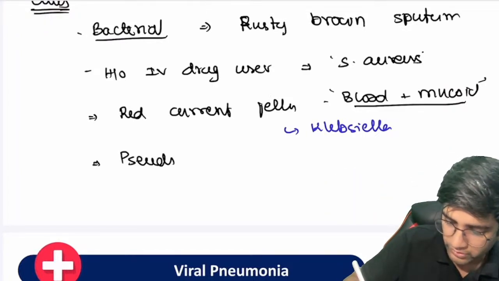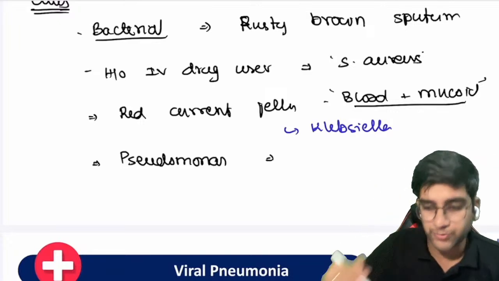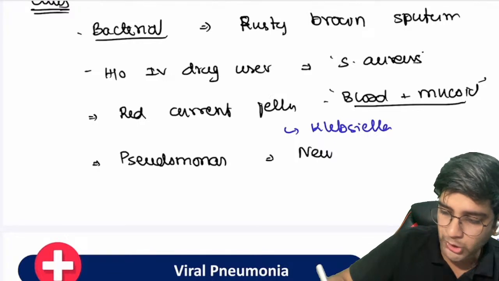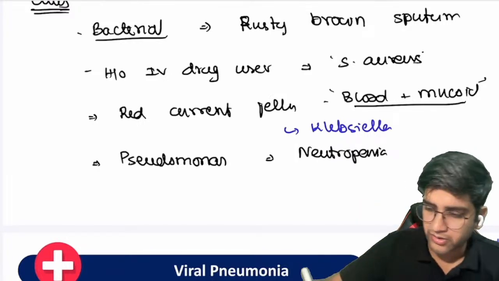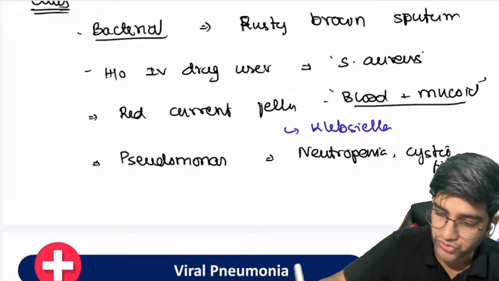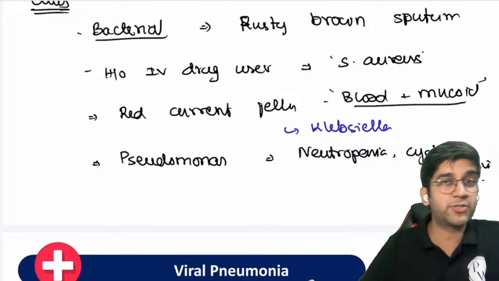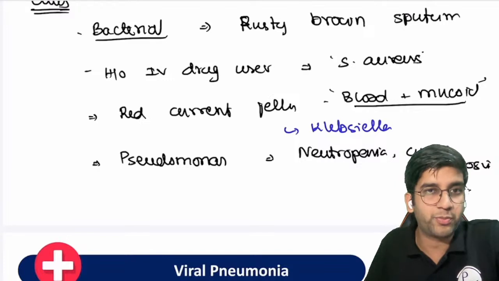Pseudomonas. Pseudomonas, there should be some predisposing factor. Either the patient is neutropenic, immunosuppressed, or most importantly, the patient might have cystic fibrosis. That's one of the important predisposing factors for Pseudomonas pneumonia. Patient has cystic fibrosis or you have neutropenia.